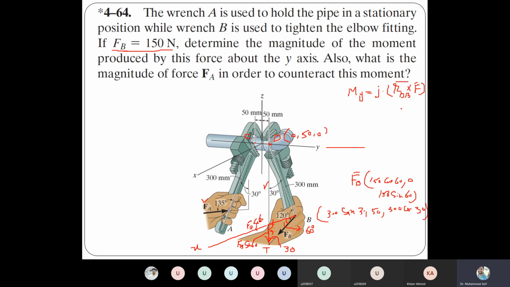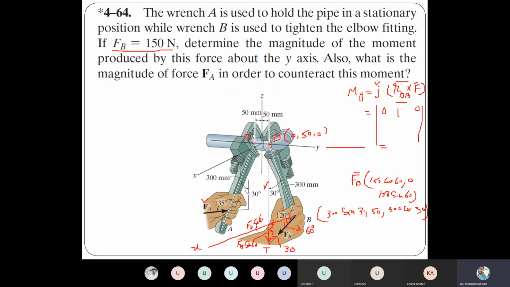How do we get RdB now? RdB means B minus D. So you subtract 0 from this one, 50 from 50, and this one from 0. That will be the value of RdB. You already know the value of J. Then apply that matrix, 0, 1, 0, and then the values of R, and then the values of F, and you simplify, that will give you the value of My.